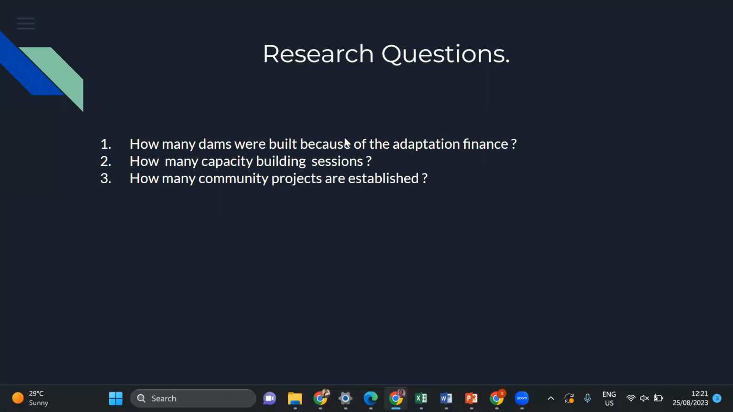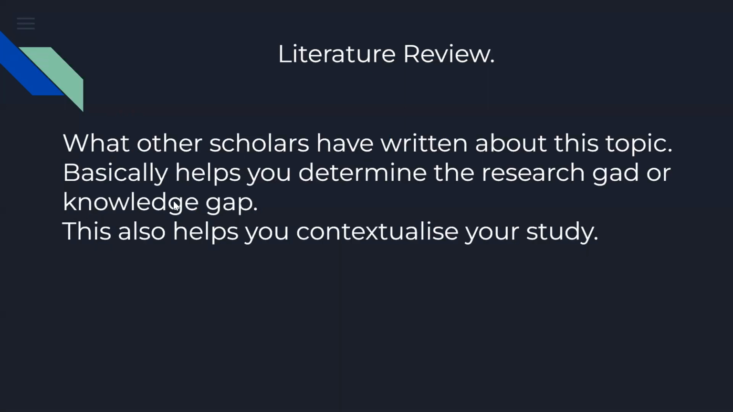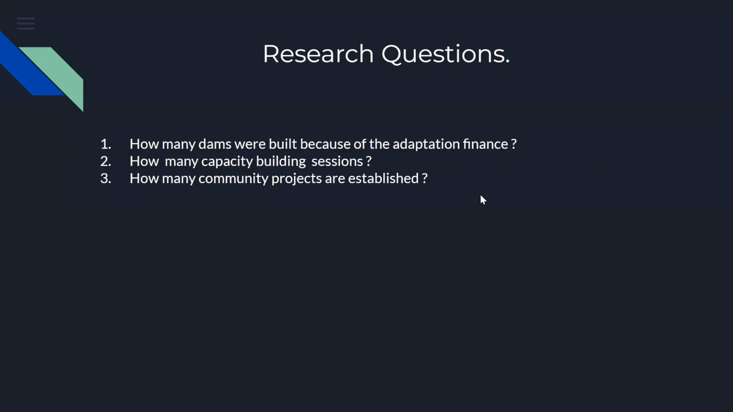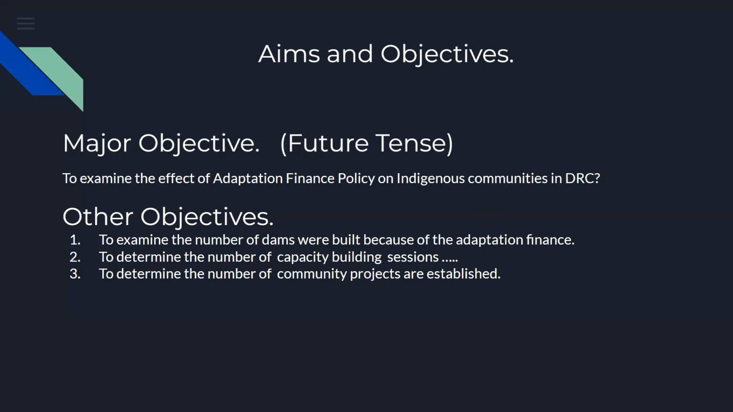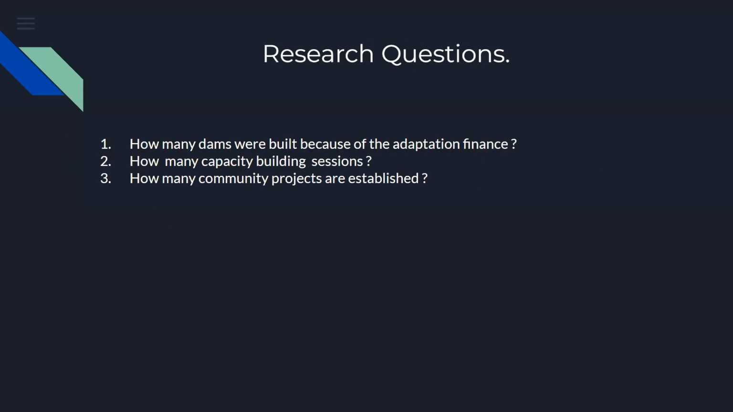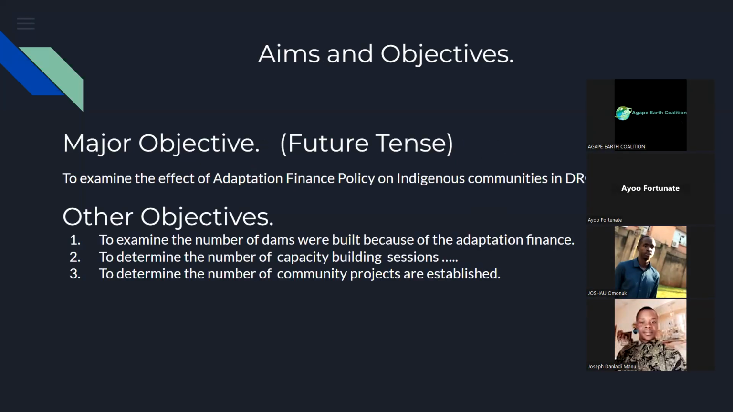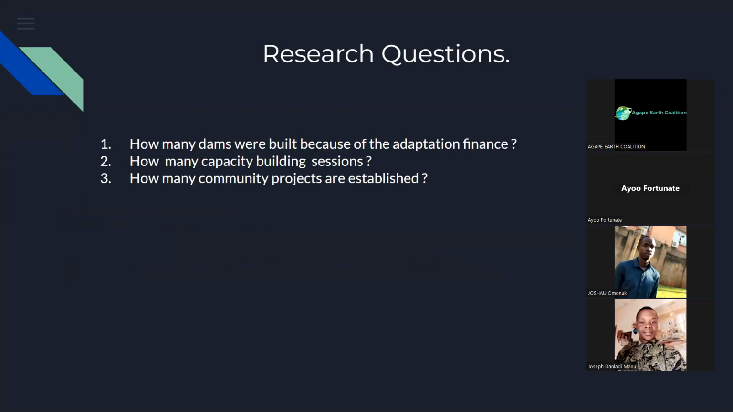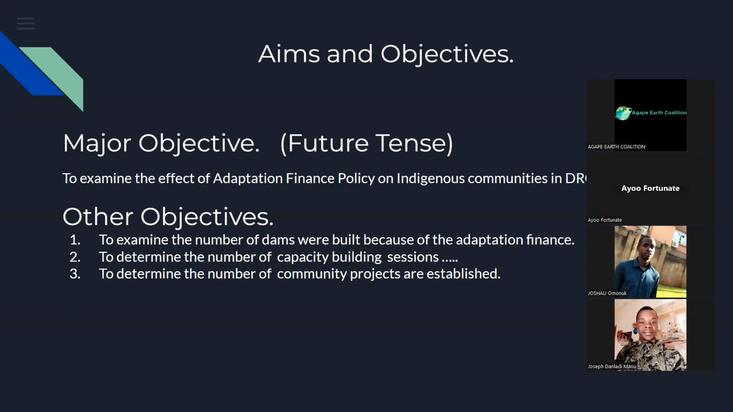So from the objectives, you go to research questions. Also, these research questions stem from the smaller objectives. If the small objective was to examine the number of dams which were built, then the research question will be how many dams were built as a result of adaptation finance.